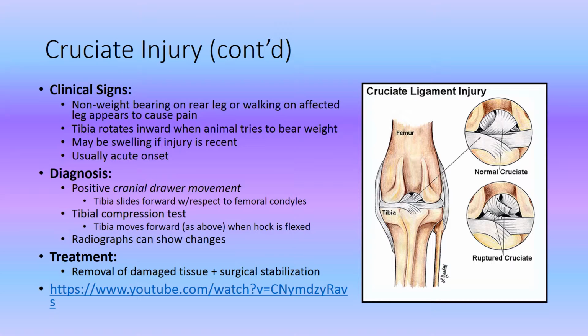To diagnose it, we do what's called a drawer movement, where the tibia will slide forward with respect to the femoral condyle. The doctor will hold the femur in one hand and the tibia and fibula in the other, and do a rocking back and forth movement to see if there's too much laxity there. We could do a tibial compression test, where the tibia moves forward, as above, when the hock is flexed. We can take some radiographs as well that will show changes. And how do we treat it? We surgically fix it.